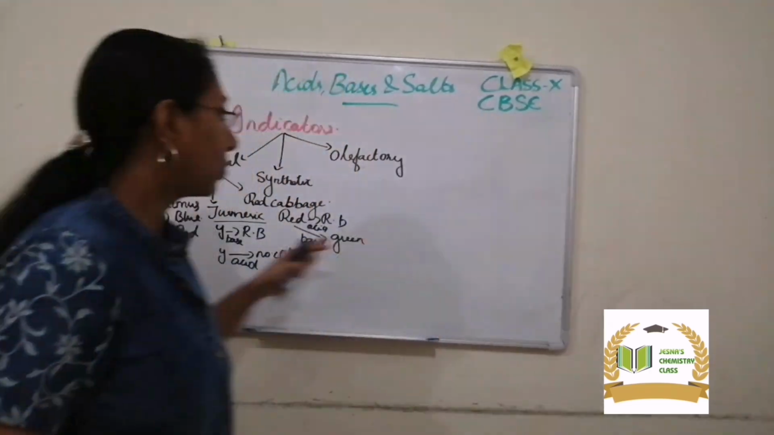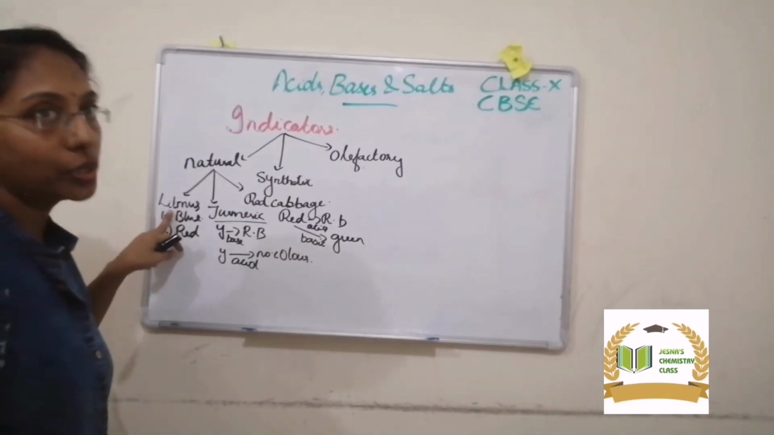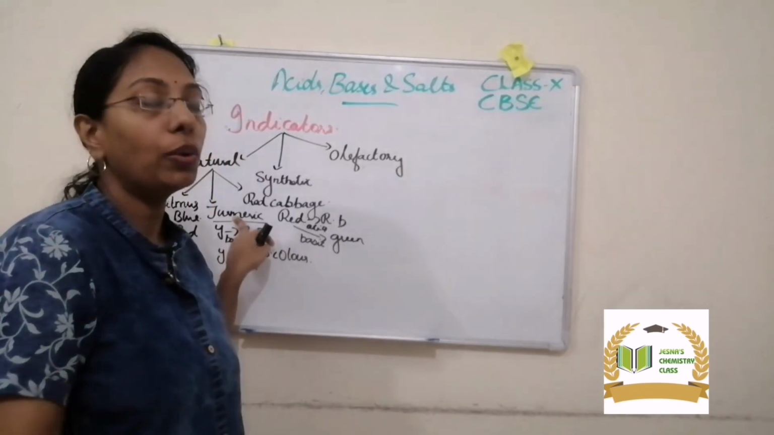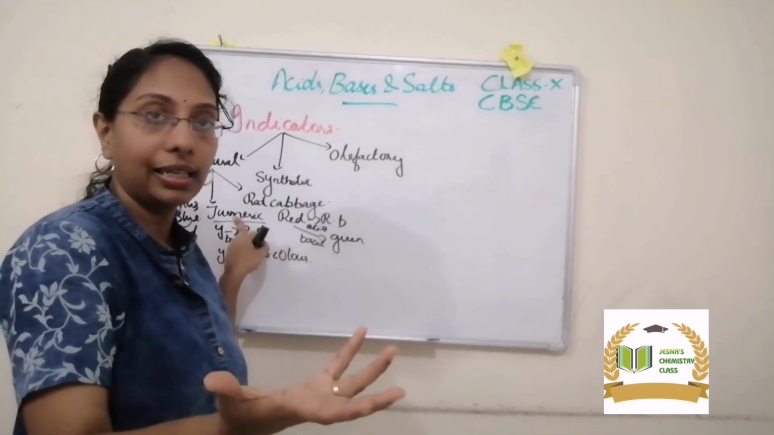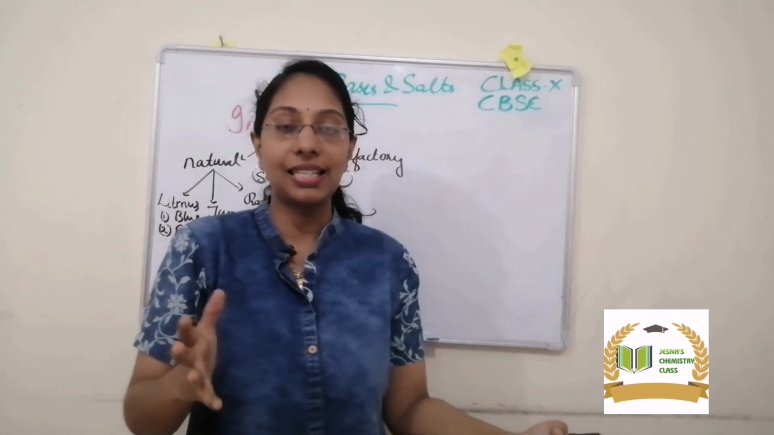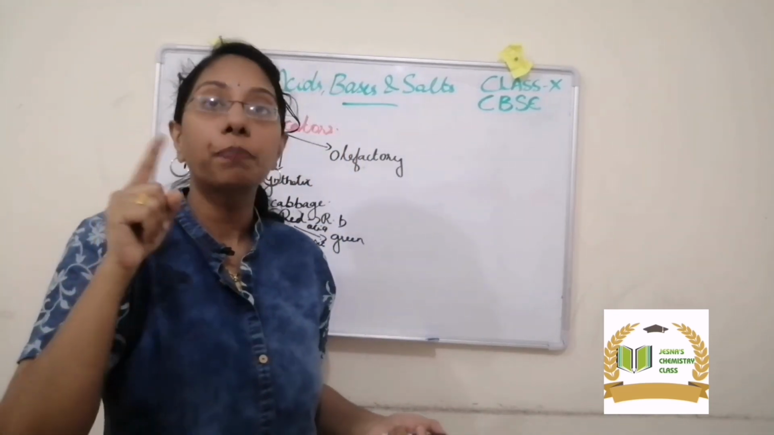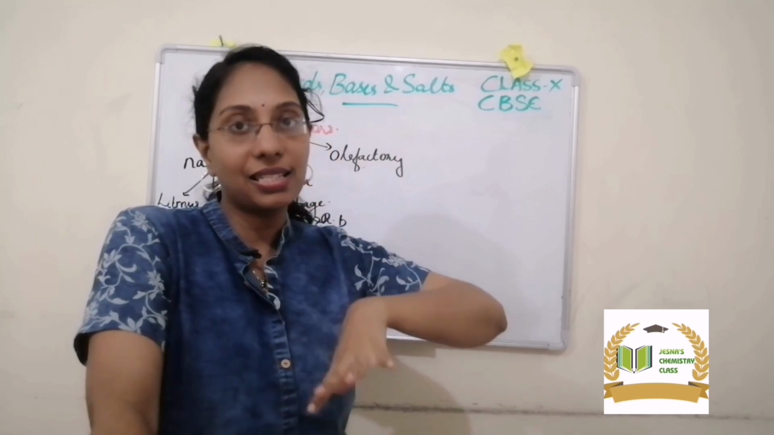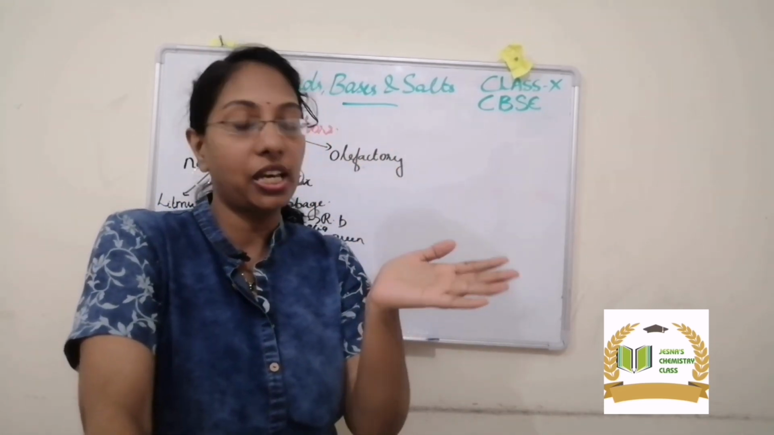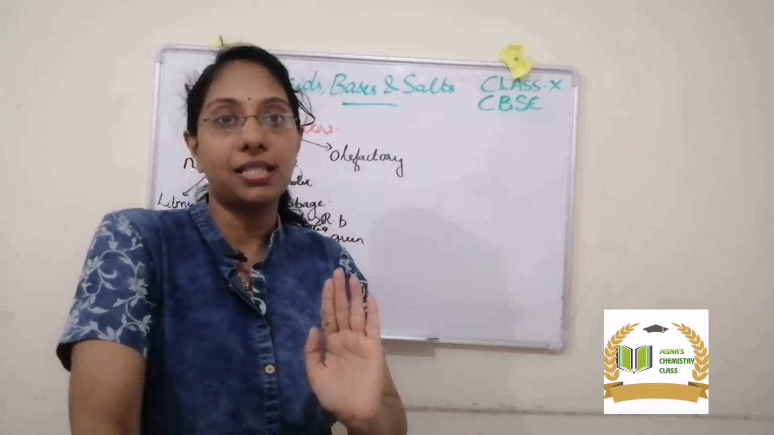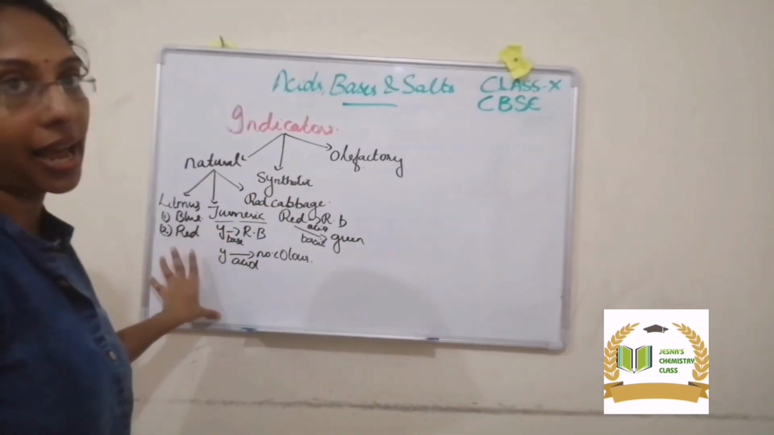So we got three natural indicators. One is litmus paper, which we get from the lichen plant. Second one is turmeric, which we can use as an indicator to identify an acid or a base. The yellow color of turmeric looks the same in an acid, or it changes into reddish brown in a basic solution. And the red cabbage solution is red in color. When we add acid, the color of the solution changes from red to reddish brown in an acid and red to green in a base. Clear? There are many natural indicators; we are just discussing these three.